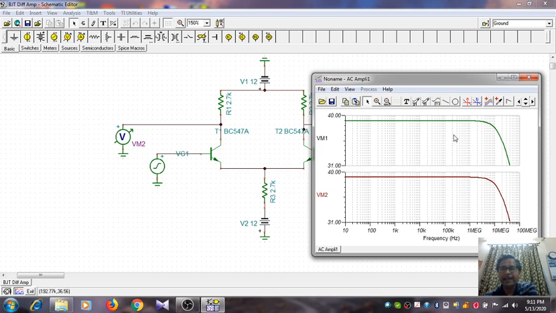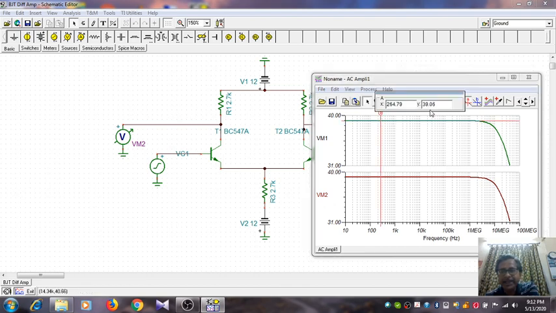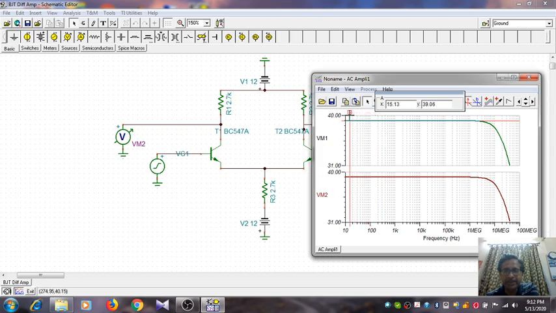Let us first see the midband gain in decibel. So we take the help of a cursor. Here we put the cursor and find the value. It is definitely lower than 40 dB. But what is the exact value? Yes, it is 39.06 decibel. And here we are seeing it at a frequency of nearly 265 hertz. You see that right from 10 hertz we will get this same value. 39.06 prevails right from 10 hertz.